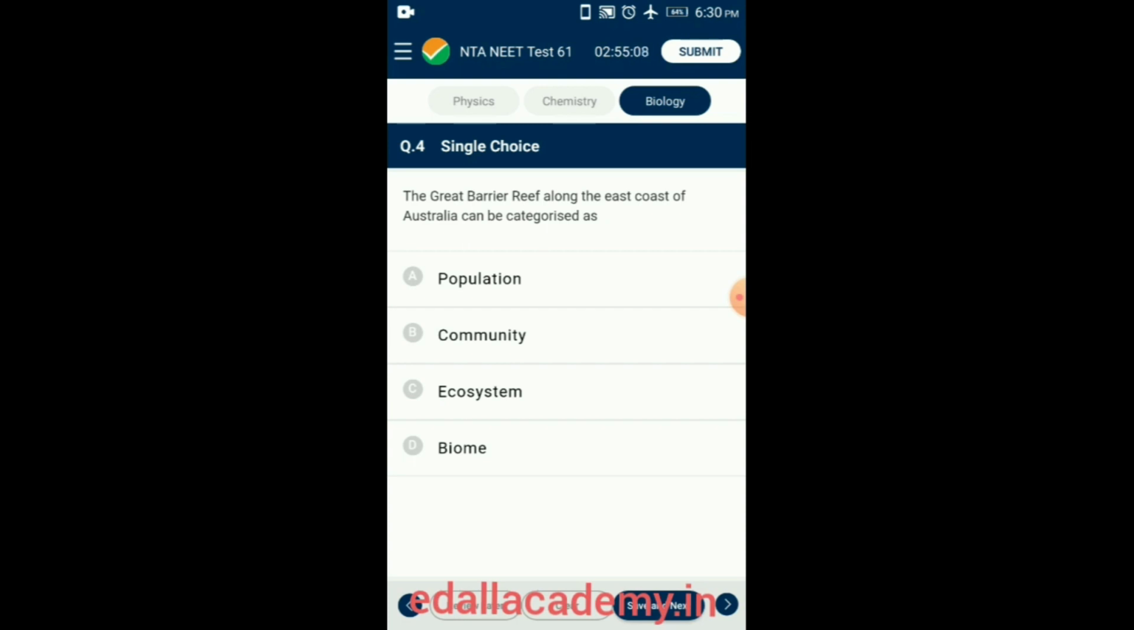Its high species diversity includes more than 400 species of coral, 4000 species of mollusks, 1500 species of fishes, 6 species of turtles, 35 species of seabirds, and 23 species of sea mammals. The Great Barrier Reef is one of the richest and most complex natural systems in the world. The reef's diverse range of habitats all connect and support each other, which means they are all vital to the life of the Great Barrier Reef. So the answer for this question is option C, ecosystem.